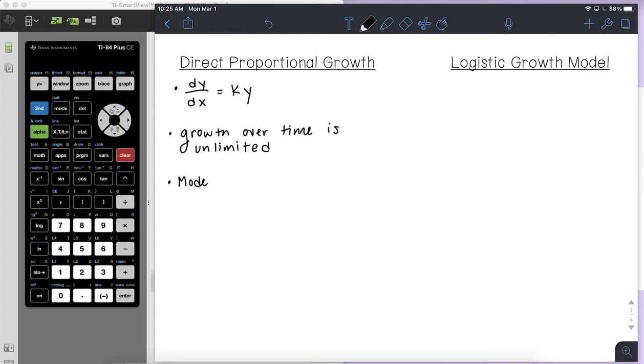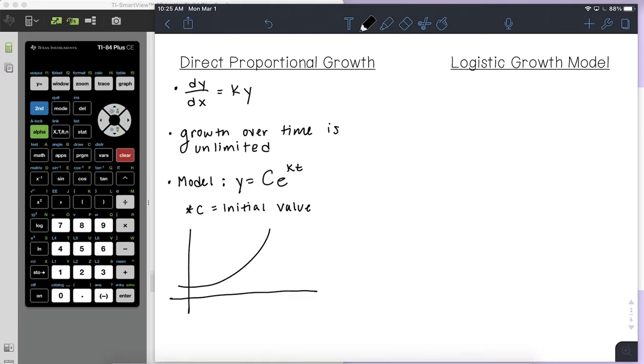If you look at the graph of the model, we know that our model here, if we solve it, is y equals c times e to the kt, where c is the initial value, right? We know that if we draw a graph of that, our curve looks like this, right? The limit as t goes to infinity of our equation, c e to the kt, equals infinity.